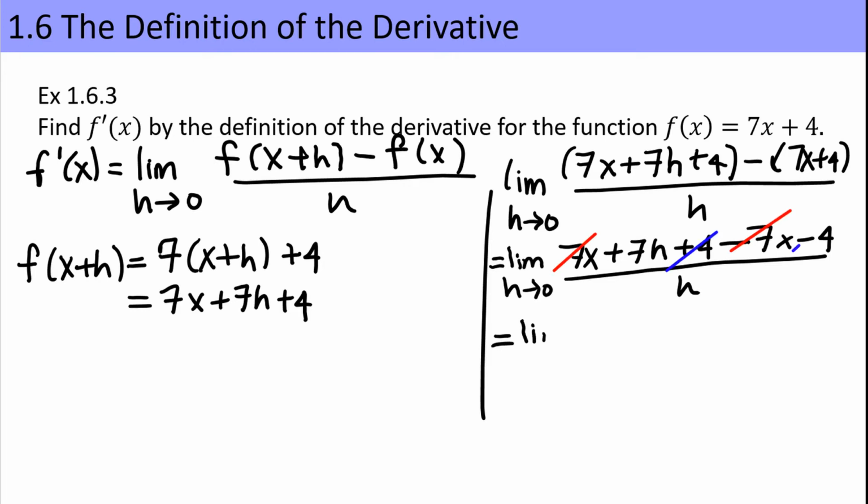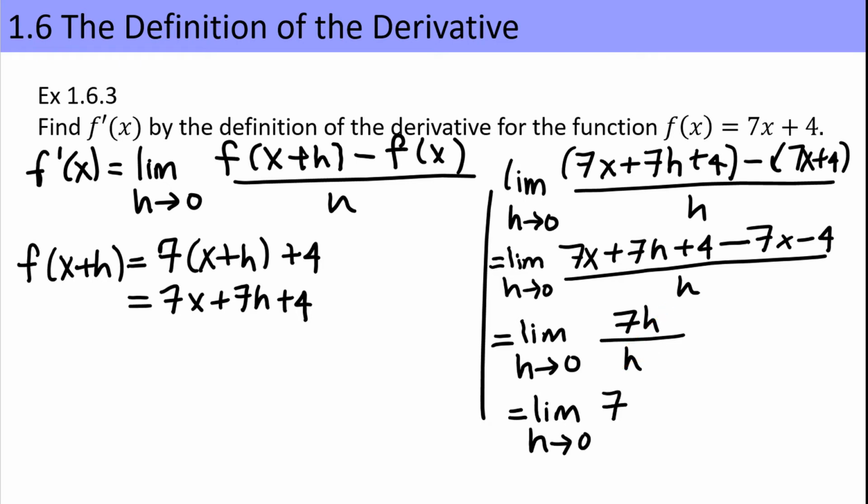So in the numerator, we'll write first the limit as h approaches 0 of the term or terms remaining in the numerator, which are just 7h. And then in the denominator, we have h. The h in the numerator and the denominator cancel, and so we end up with finding the limit as h approaches 0 of 7, which is just 7. And it matches with the idea that for the line f of x equals 7x plus 4, the slope is 7. When we use the definition of the derivative, we also get 7.